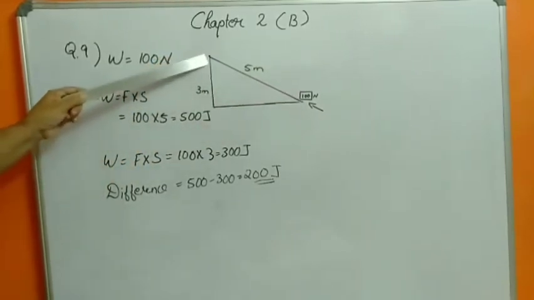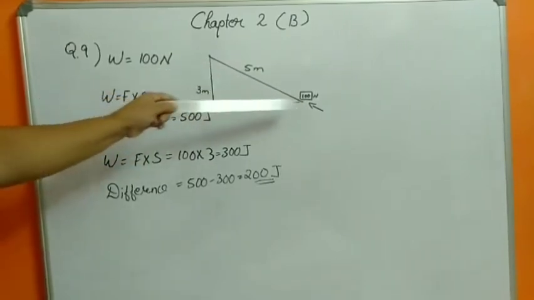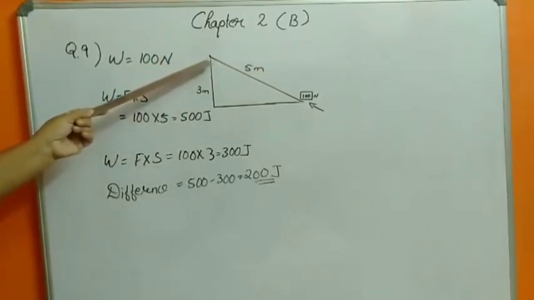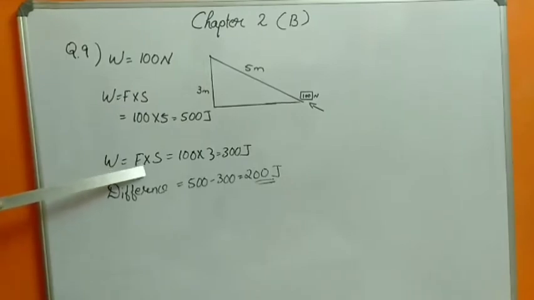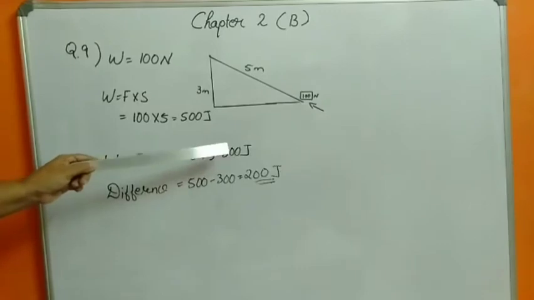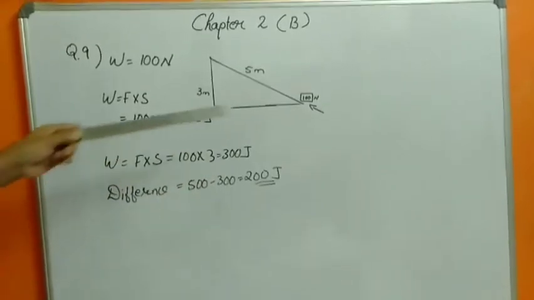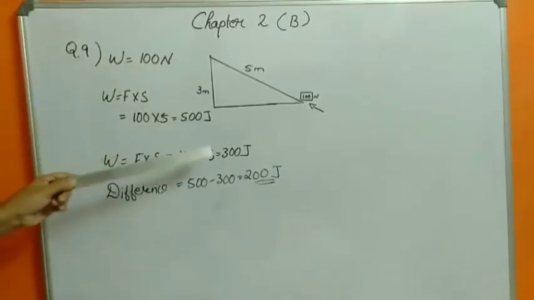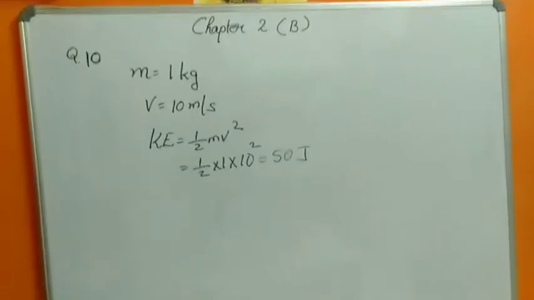You can see here is the 3 meter. From here, this is only the slanting height, but from the ground level it reaches this height. So the distance travelled is 3. In that case, work done is force into displacement. We will get 100 into 3, 300 joule. Third sub question is, find the difference in work done by the force applied and the increase in potential energy. So we will get 500 minus 300 joule, that is 200 joule.